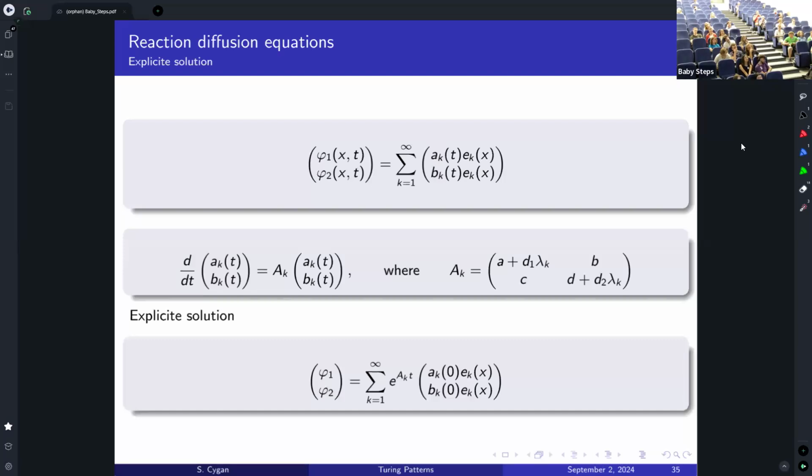And see what happens next. We obtain that our solution possesses an explicit form, which is given by an exponent of a matrix multiplied by some eigenvalue.